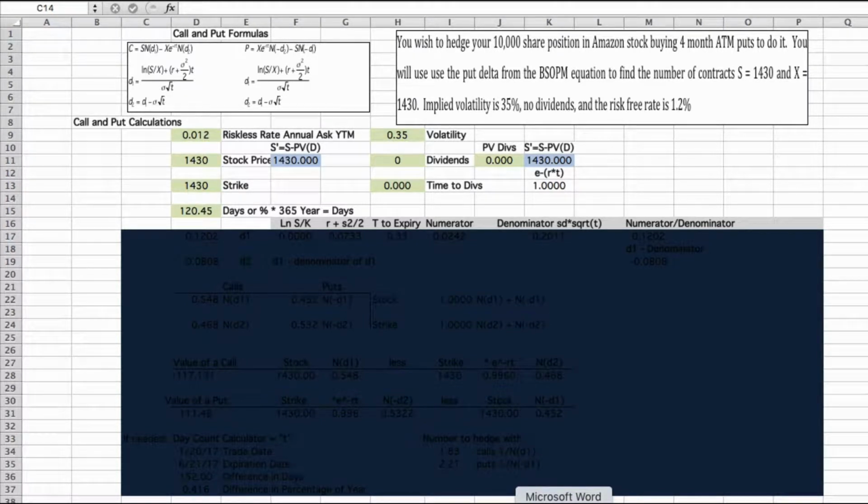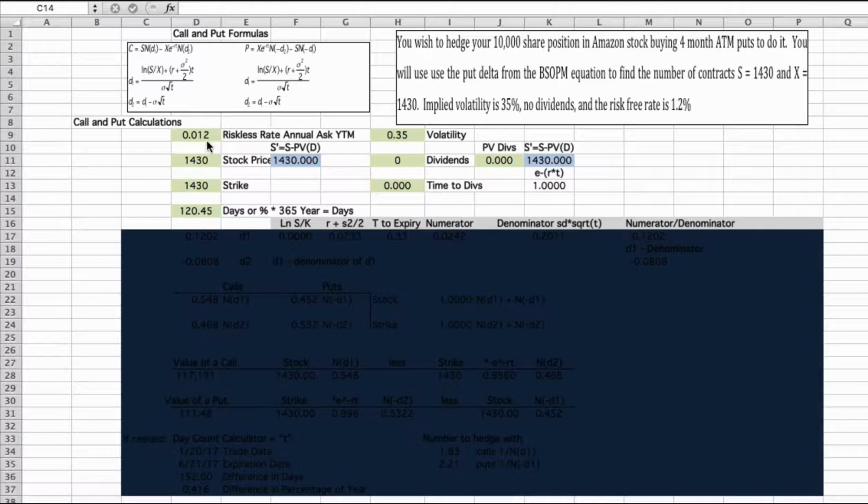This is a Black-Scholes put problem, and you're trying to buy 4-month puts on Amazon. You have a 10,000 share position. That's 100 lots. And the put that you want to buy is at the money. We know this because the stock price and the strike price are 14.30. You're given implied volatility. Amazon, no dividends, annual risk-free rate 1.2%.